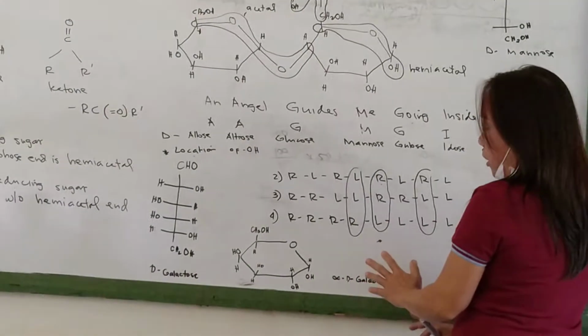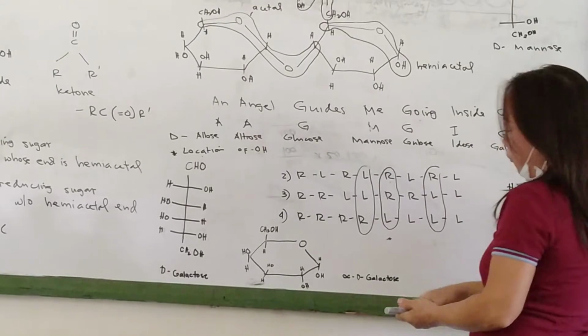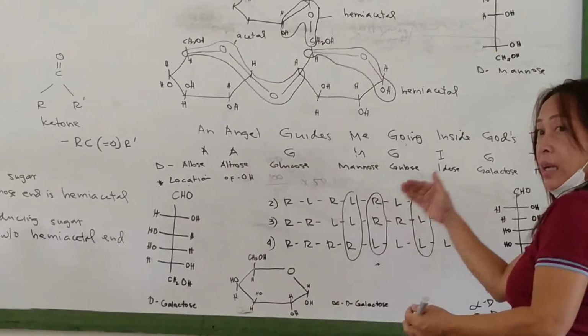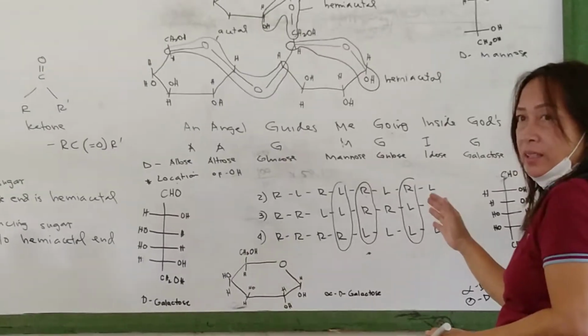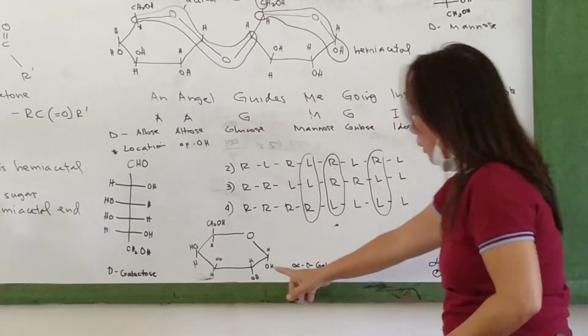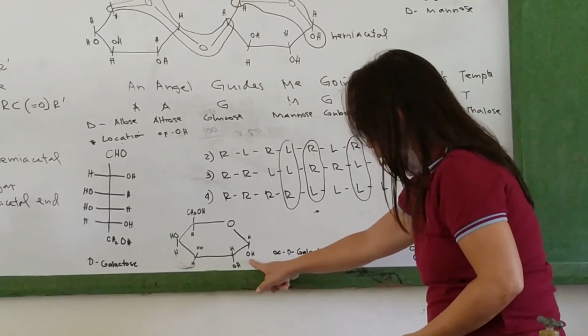Whether the OH is on the down or up. Now, if you are asked for the alpha-D galactose, alpha is down. Alpha representing Jesus, who humbled himself. Okay? So, OH is found on the down.